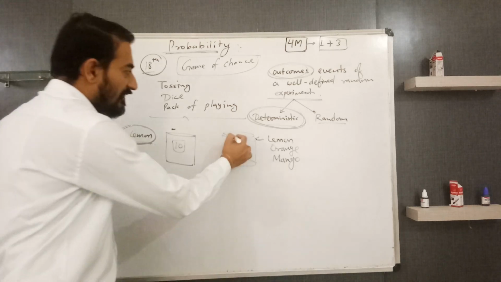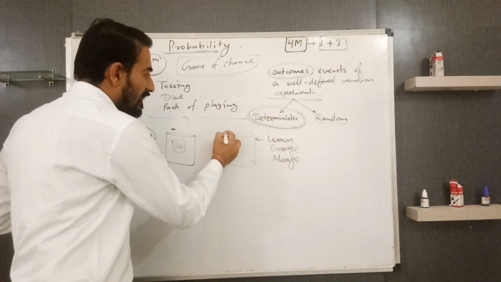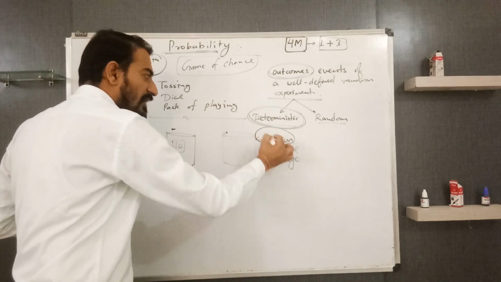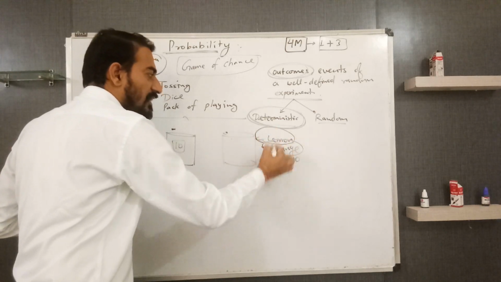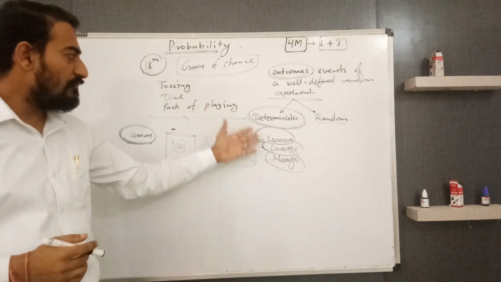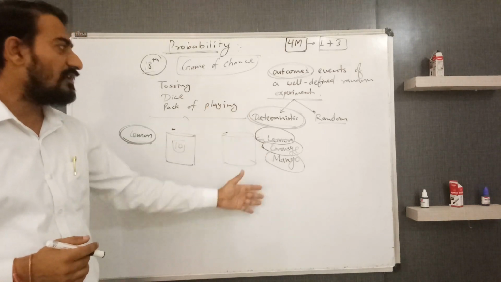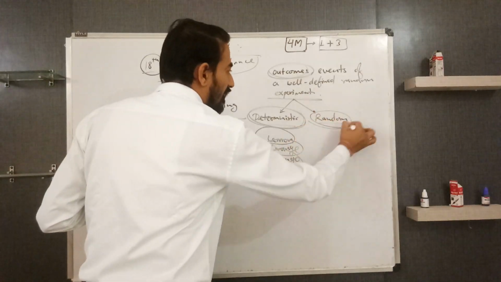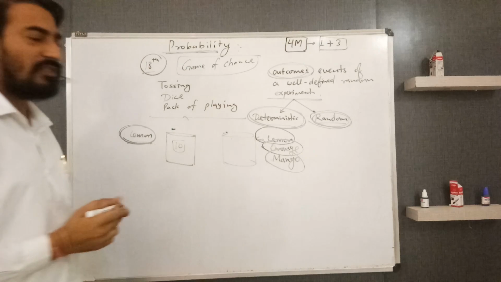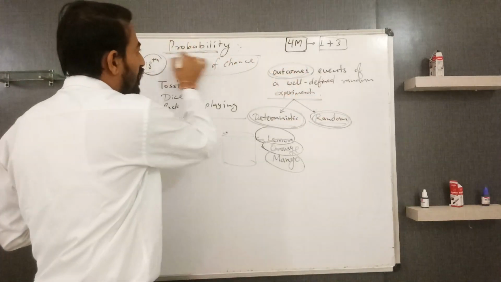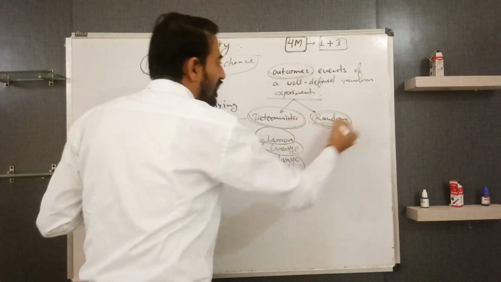And in the other case, if you take out any candy from this bag, it may be lemon flavored, it may be orange flavored, it may be mango flavored. Means here we have different outcomes. We have several outcomes. So this type of experiment is known as a random experiment. Now, to understand probability, we shall follow random experiments.